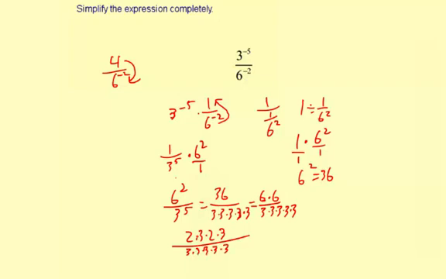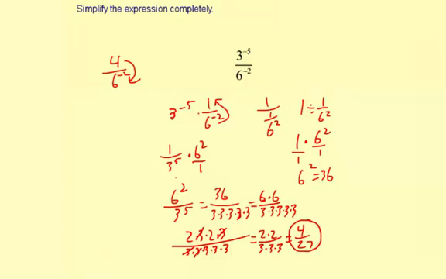Then what happens is these 3's can simplify out. There's a pair of 3's. There's another pair of 3's. So you're left with 2 times 2 on the top for the numerator. And then there are 3 3's left over in the denominator. So 2 times 2 is 4, 3 times 3 is 9, and then 9 times 3 is 27. So you have 4 27ths.